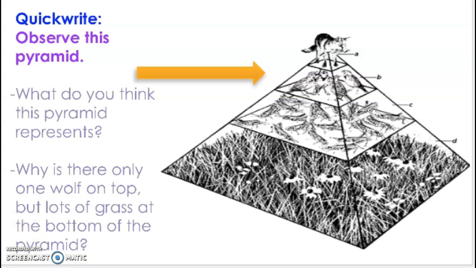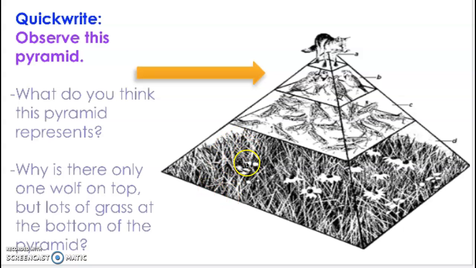Okay, now that you tried this, some of you might have said that the reason there's more grass at the bottom is because there's more of it, and that's actually true. The reason why there's one wolf on top is because there isn't that much of it either. So that is one way to think about it as well.